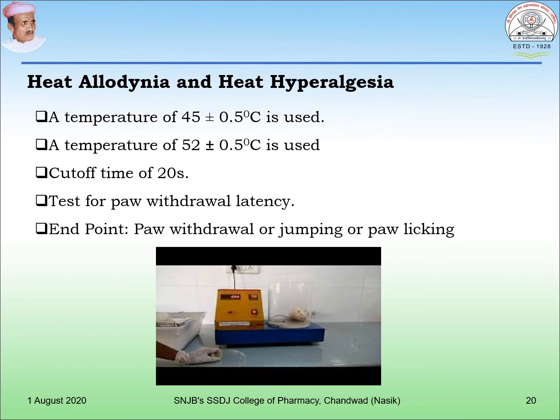Then all of you know that heat allodynia or heat hyperalgesia is one of the tests where you can use a temperature of 45 ± 0.5 degree centigrade for allodynia, and 52 ± 0.5 degree centigrade for hyperalgesia. The end point in this case is paw withdrawal, jumping, or paw licking, and again you put the reading value into the previous formula to calculate the percent maximum potential effect.